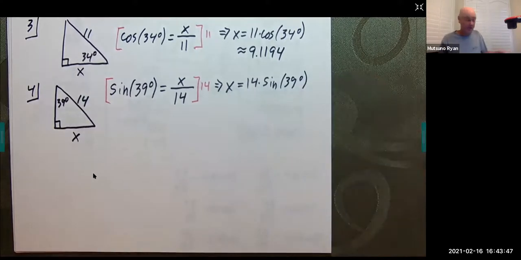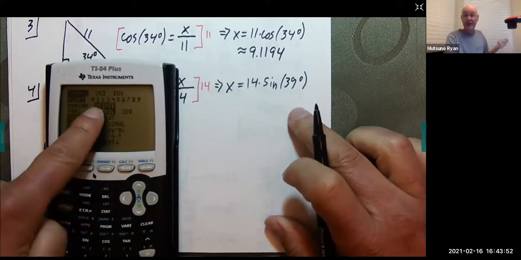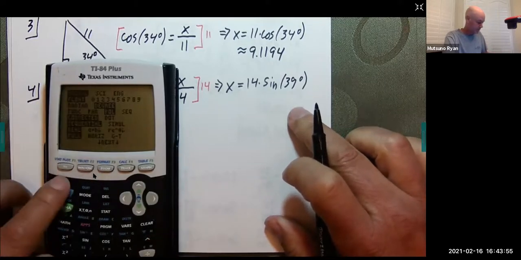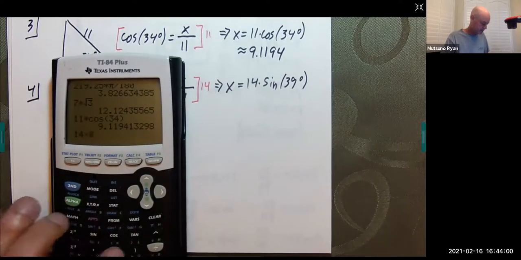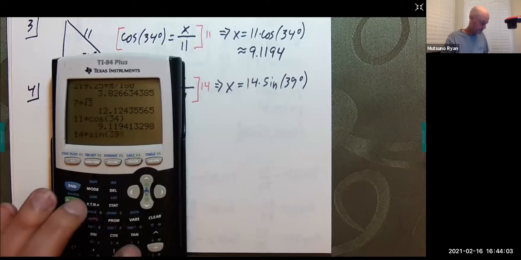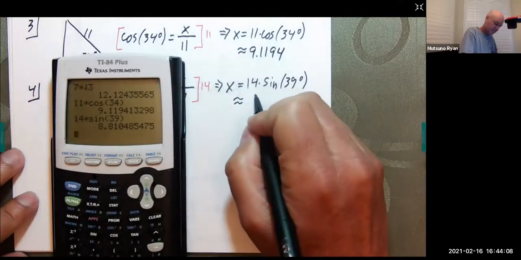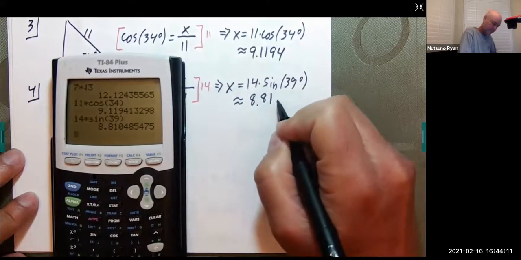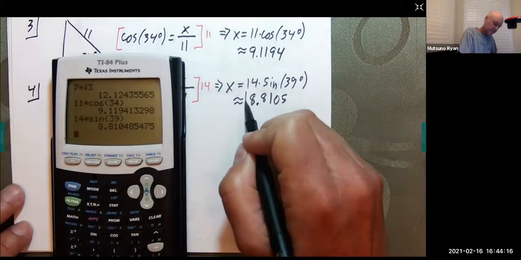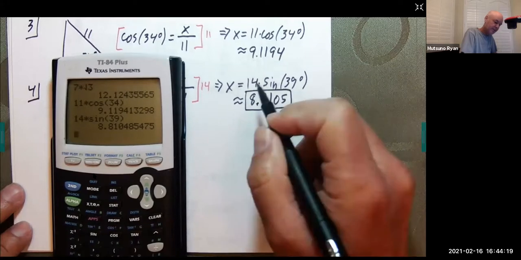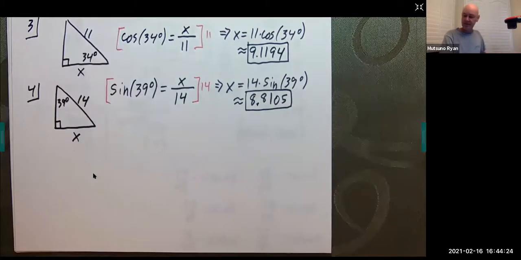Now, I want you guys paranoid, and I mean that, every time you make sure that you're in degree mode or radian mode, depending on the problem, just to make sure. So here we go. 14 times the sine of 39 degrees. And once again, you most likely will have different numbers than what I have. Moving on to number 5.